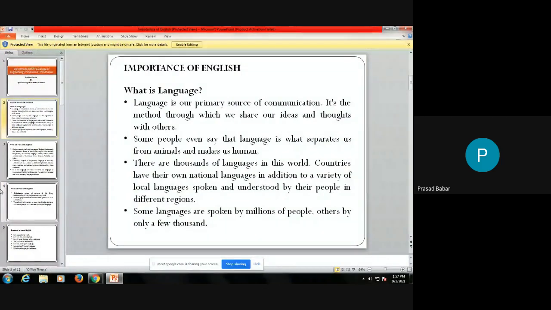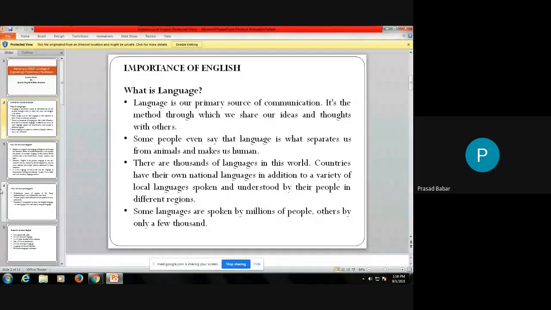Okay, so humans are the only creatures that have language as a medium of communication, and we are very lucky that we can share our emotions, show our emotions to others, and tell what we are thinking or what is there in our mind. Okay, so humans only have this ability.